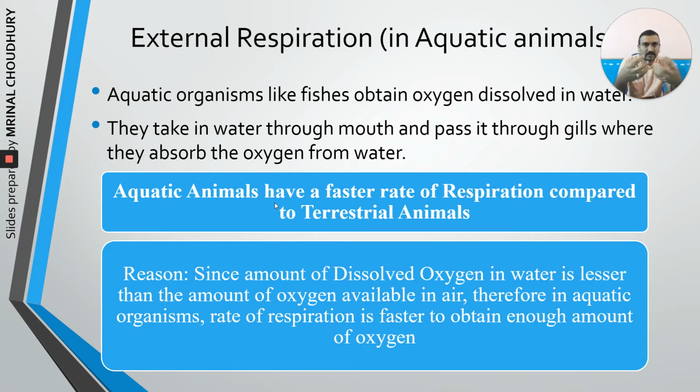This process of taking in water and throwing out water is very fast, which means they have a faster rate of respiration. So what is the justification for a faster rate of respiration in aquatic organisms compared to terrestrial organisms? The clear-cut justification is that the amount of oxygen dissolved in water is much lesser compared to the amount of oxygen in the air which is available for terrestrial organisms.